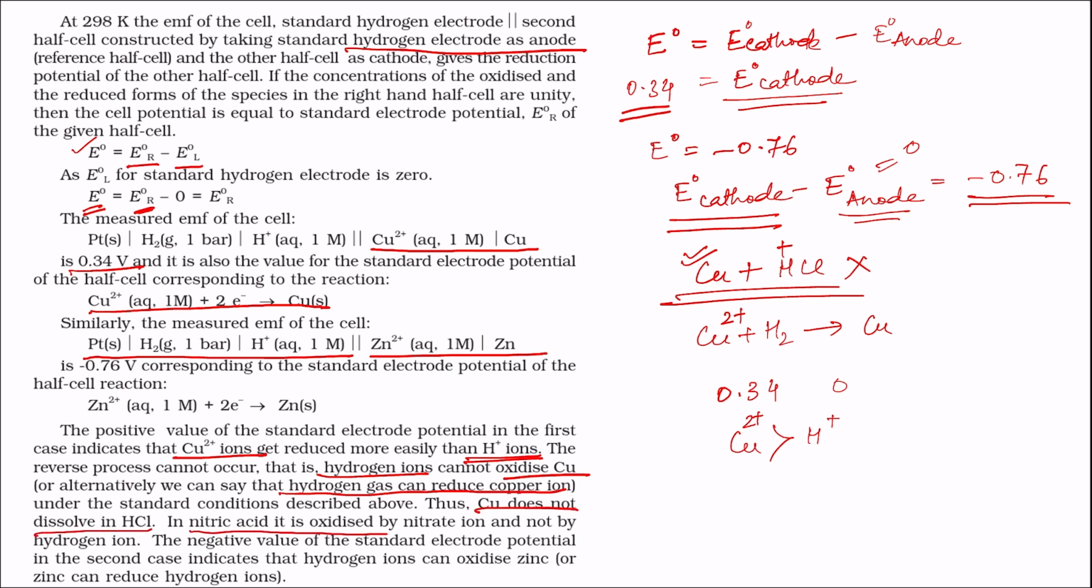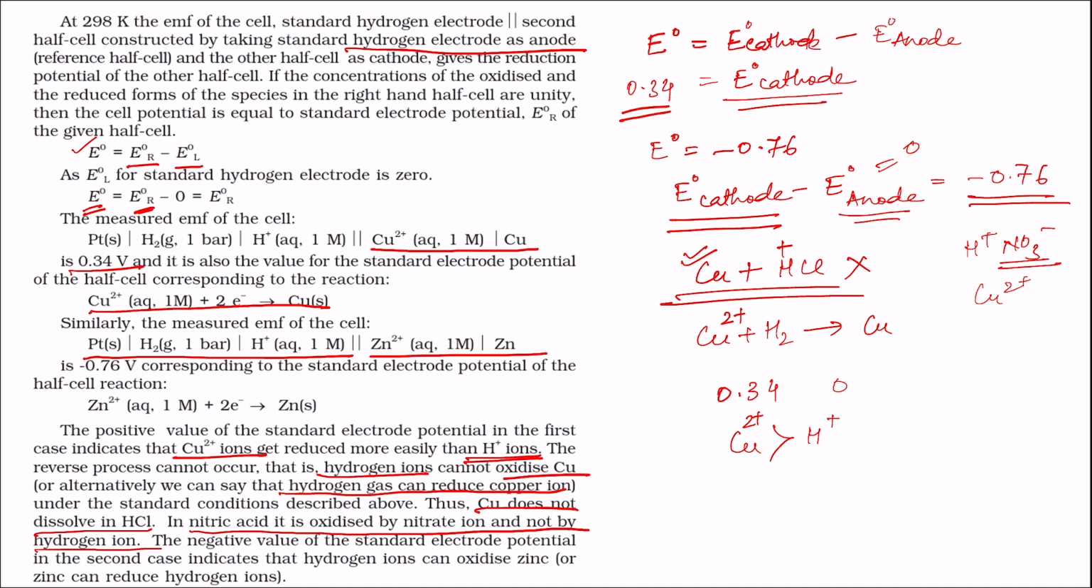In nitric acid, copper is oxidized by nitrate ion and not by hydrogen ion. In nitric acid also there is H plus ion and NO3 minus ion. Still copper changes to Cu2 plus ion, but this is because of the nitrate ion, not because of the H plus ion. H plus ions cannot oxidize copper to Cu2 plus ions.